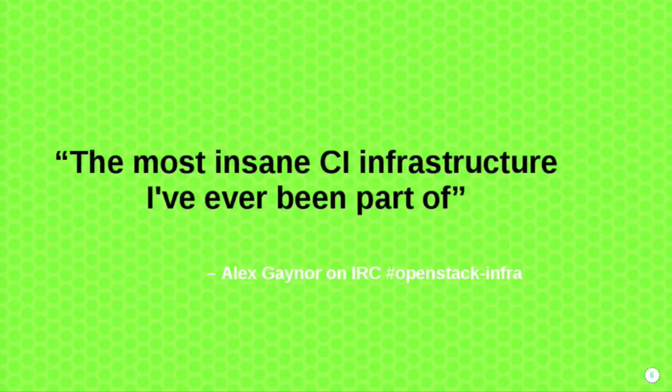Alex once said, it's the most insane CI infrastructure I've ever been part of. I will explain why it's insane. You've seen the numbers. You see 40,000 changes over a time of 6 months. A lot of changes. So those are the commits, not the iterations. And all of those need testing. Let's look a little bit at what it is.